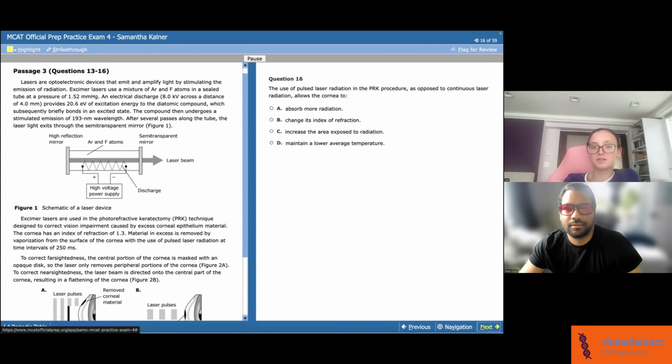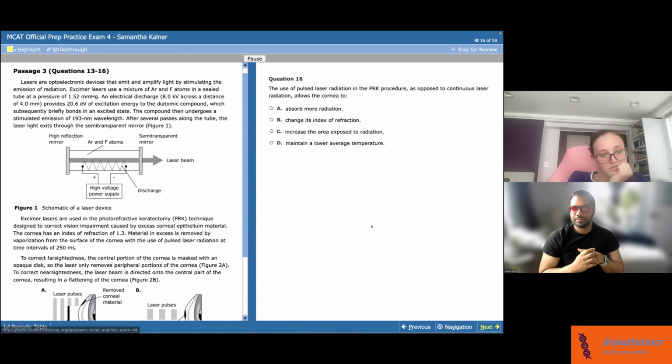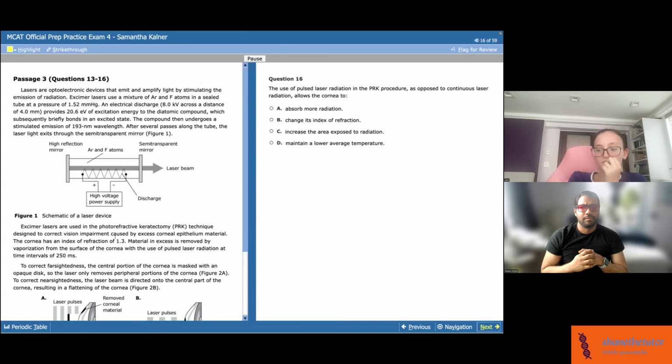Pulsed laser radiation in the PKR procedure, as opposed to the continuous laser, allows... What does it tell us about continuous? I think they're just saying that in contrast to pulsed. Well, if it's not continuous, let's think of this. It's the same laser, so I don't think it would change the refraction. Even if it was a different laser, that wouldn't be related to the index of refraction, right?